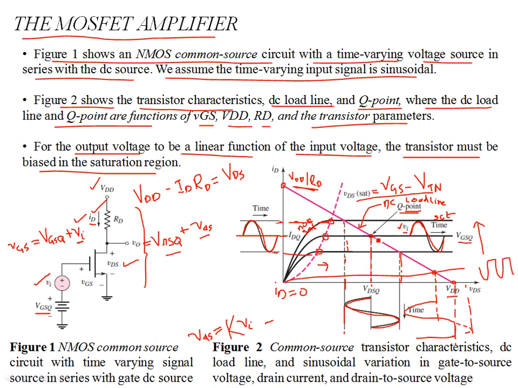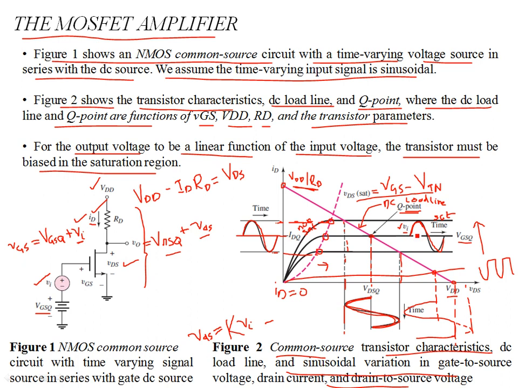saturation region. The other thing figure 2 tells us is the common source transistor characteristics, the DC load line, and the sinusoidal variation in the gate to source voltage, drain current, and drain to source voltage. It also tells us the limits of swing that can be obtained, as a function of how much the Q point is shifting. You see over here why the Q point is shifting.